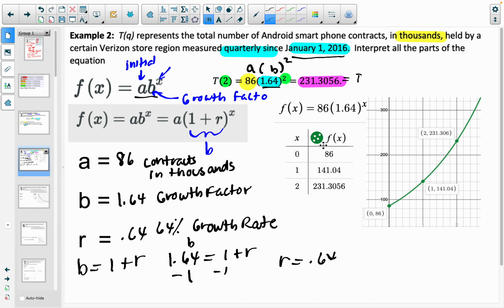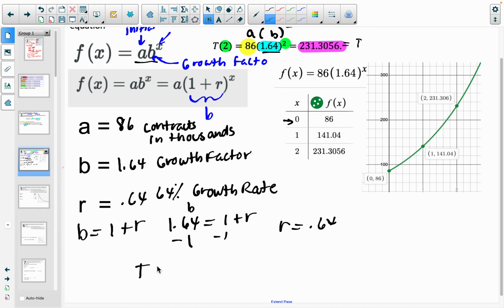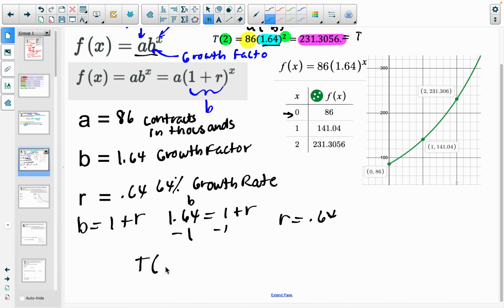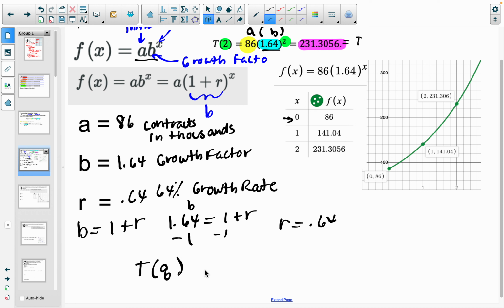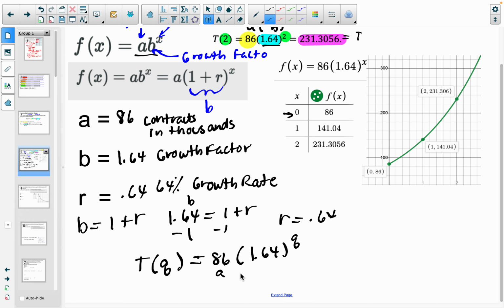So I graphed it over here as well. When I put 0 into my model, I get 86. That makes sense. If I just write my general model, that is T at some number of quarters since 2016 equals 86 times 1.64 raised to the Q. Okay, this is my general form. This is my A, this is my B, and Q represents number of quarters since January 1st, 2016.